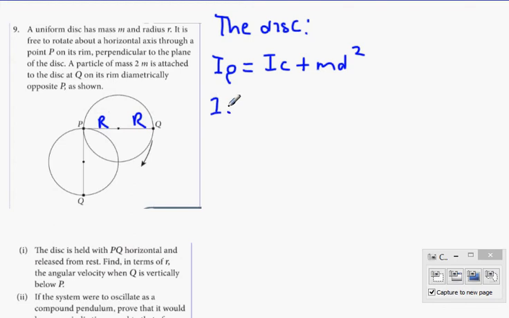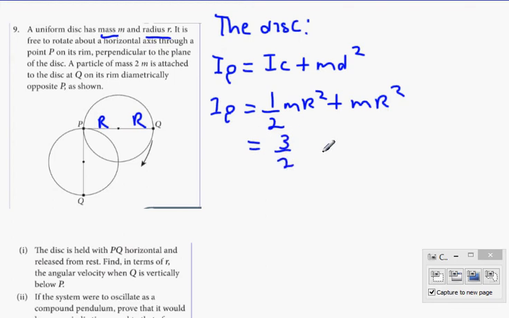So IP, we look up the moment of inertia of a disc around its own axis, which is a half mr squared. Now remember, this formula is for mass m, which it says it is. Where's mass m? Mass m, radius r. Okay, I'm using capital R for small r at the moment. And then it's going to be m times d squared, which is going to be mr squared. Add it together, we get 3/2 mr squared.